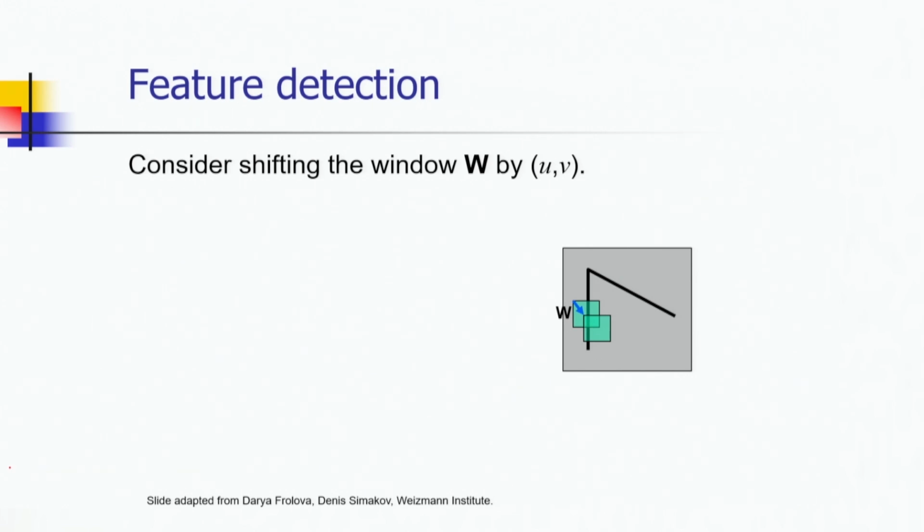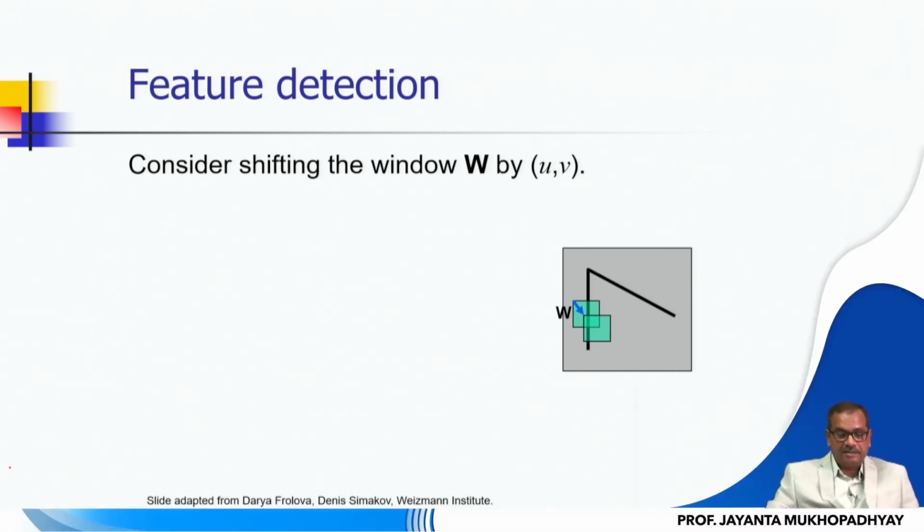So this computation, let us see how we can carry out this computation. You consider shifting the window by a vector uv. So the same thing I was mentioning, say you have a feature point here, and we are moving this by a vector, say. This w is the window, and this shift vector is uv.